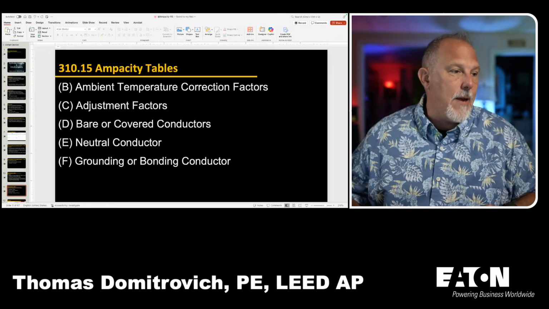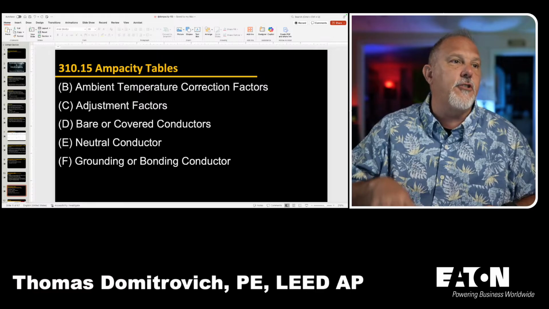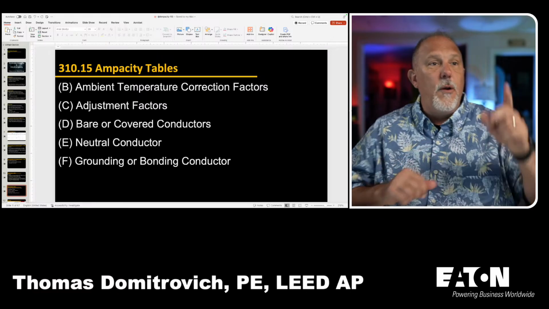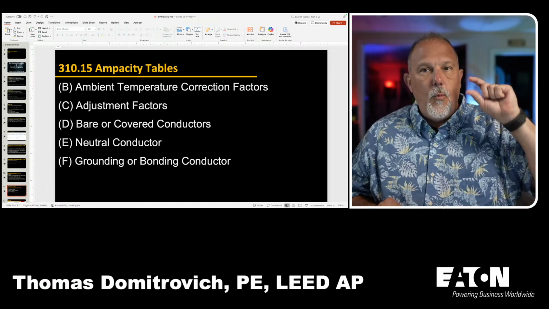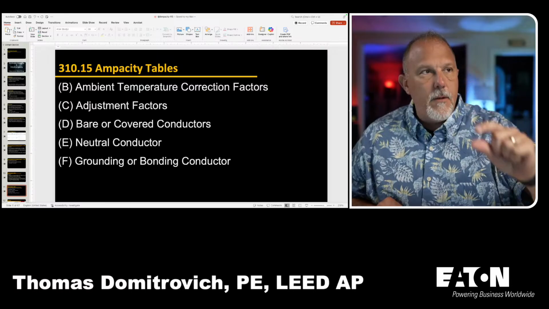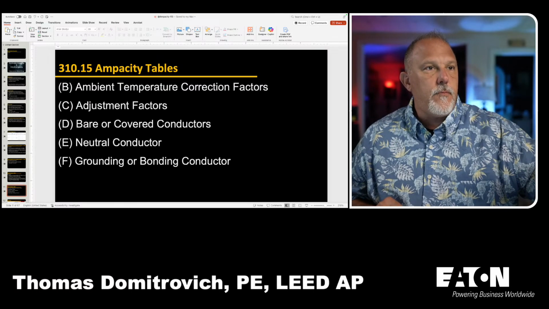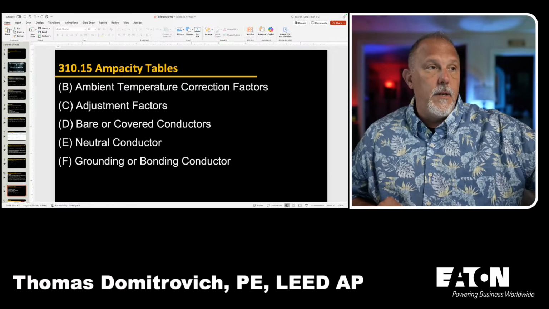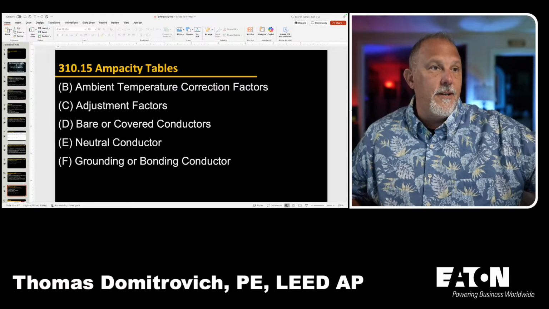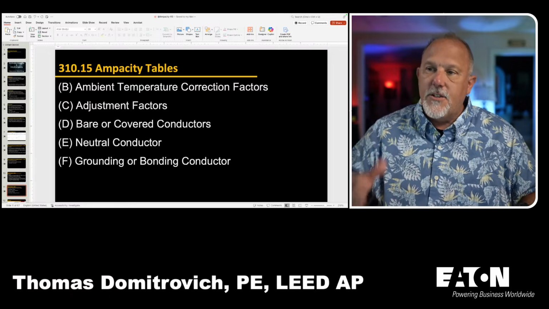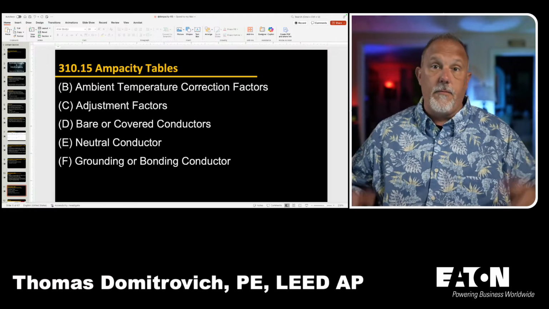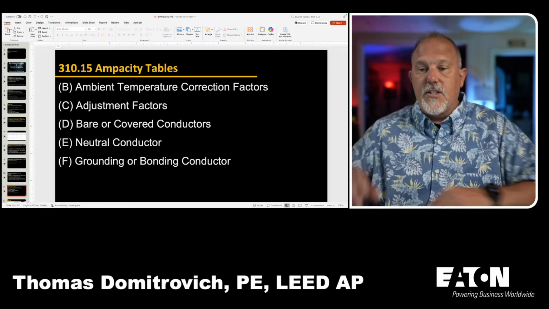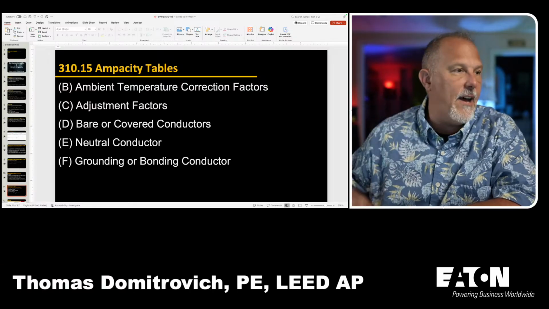And then F is your grounding or bonding conductor. A grounding or bonding conductor shall not be counted when applying the provisions. So E and F have to deal with, they probably could combine both of those and title that section, what would you call it? Current carrying conductors, right? What is considered a current carrying conductor? So grounding and bonding conductors are not counted as current carrying conductors. Remember, objectionable currents, Article 250. All right, so that's what those A through F mean.